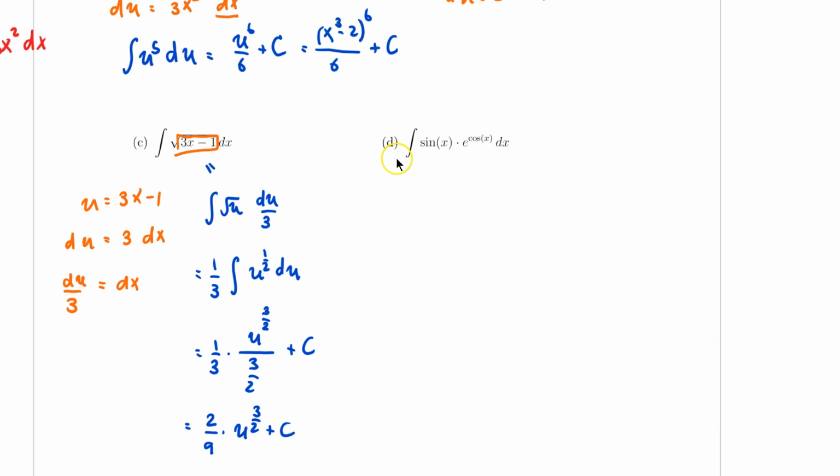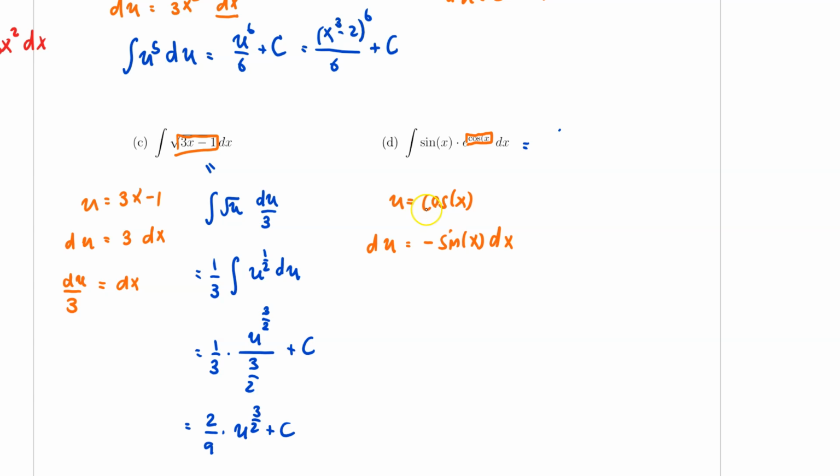And let's look at part D now. I have sine x times e to the cosine of x. So again, I'm just gonna let u be the troublesome part, which is the cosine. u is going to be cosine of x. And then the derivative of u, the derivative of cosine, is gonna be negative sine. So this is gonna give me negative sine of x dx now. So notice how the derivative of u kind of appears in the integral. I just have to deal with the negative sign here, but that's not that hard.